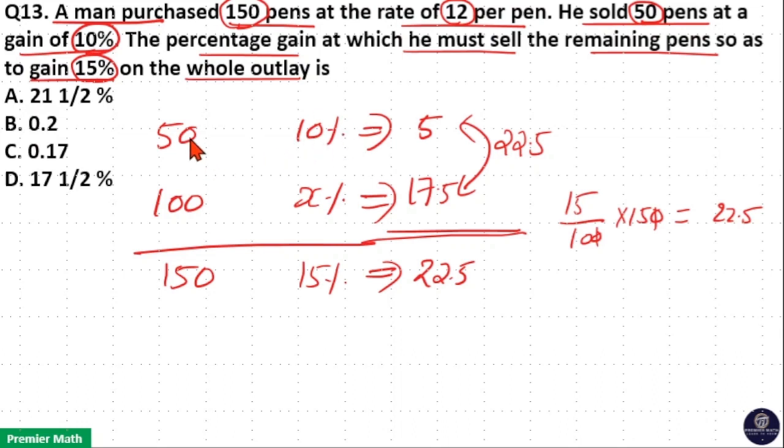So 10% of 50 plus X% of 100 should form 15% of 150. So the value of X is equal to 17.5, that is X% is 17.5%. Option D is your answer. That is, he should sell 100 pens at 17.5% profit.